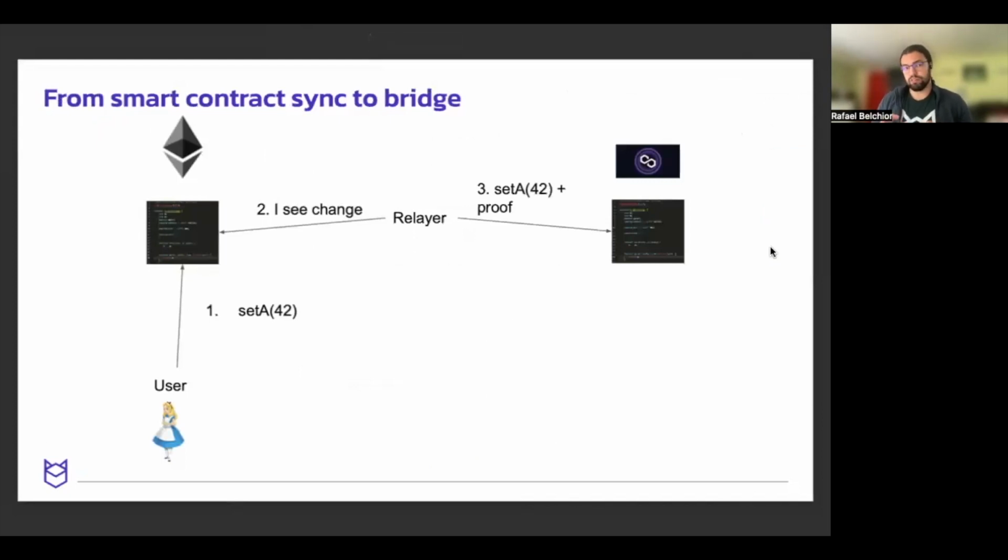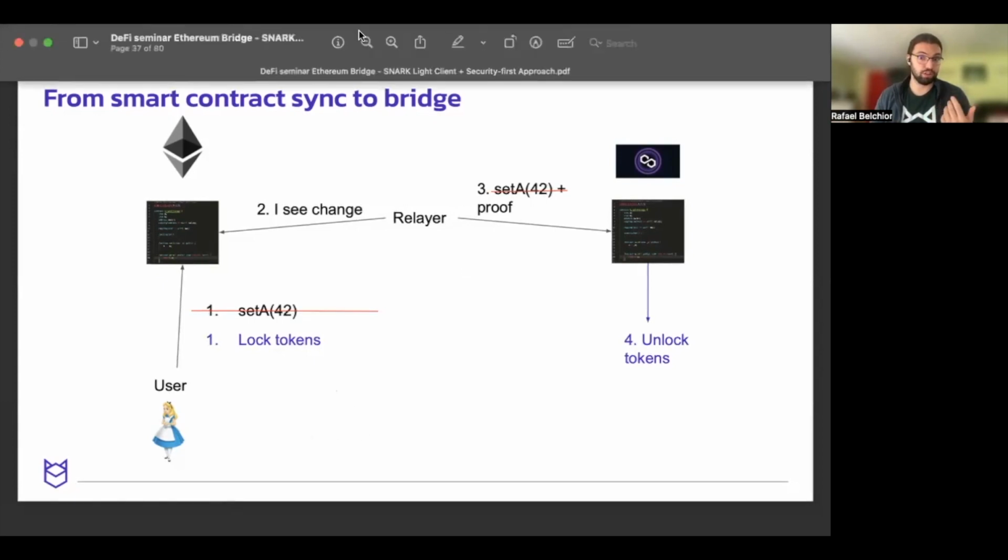So from the smart contract synchronization to a token bridge, at its foundation layer, we can do a couple of changes. Instead of having a transaction setting the value of A, we'll block tokens, and we would unlock tokens on the target chain. So this showcases that different cross-chain applications can be built on top of our system.